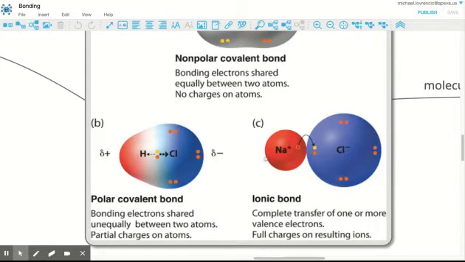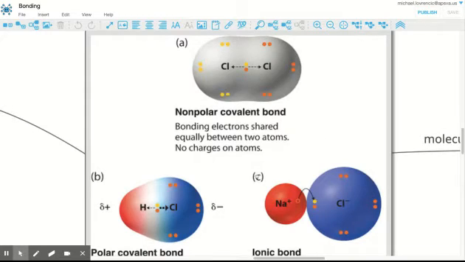And remember, ionic bonds are really polar bonds gone to an extreme, right? Where you have such a large difference in electronegativities that it's not just an uneven sharing, it's a complete transfer of electrons from one atom to another to make two independent ions with complete charges.